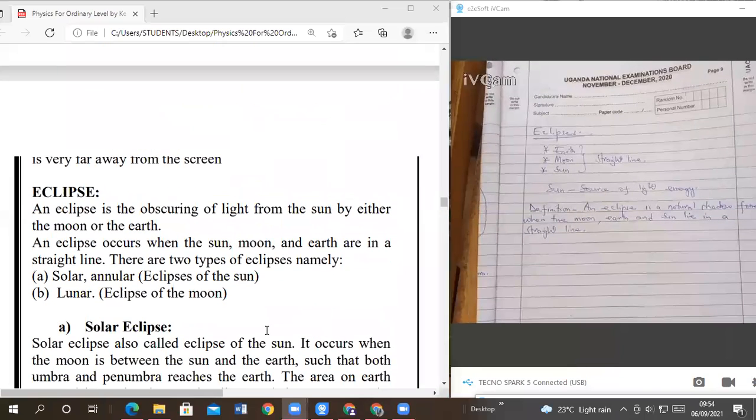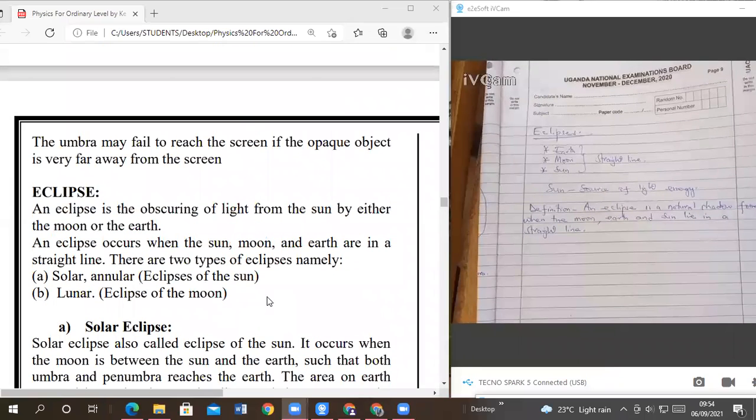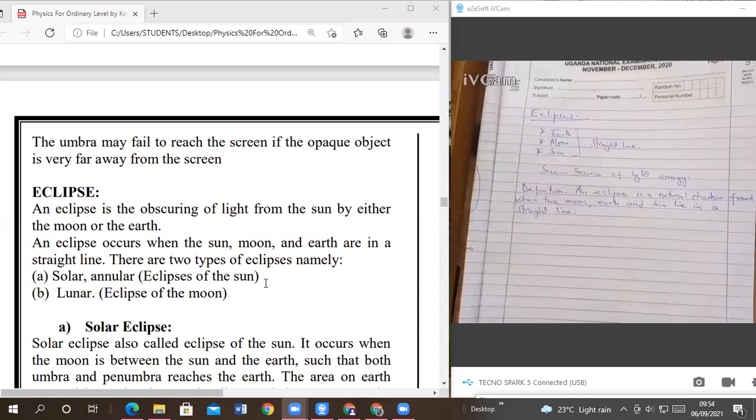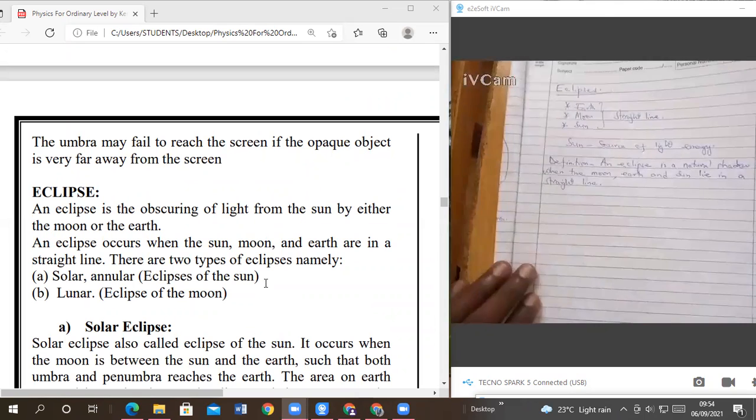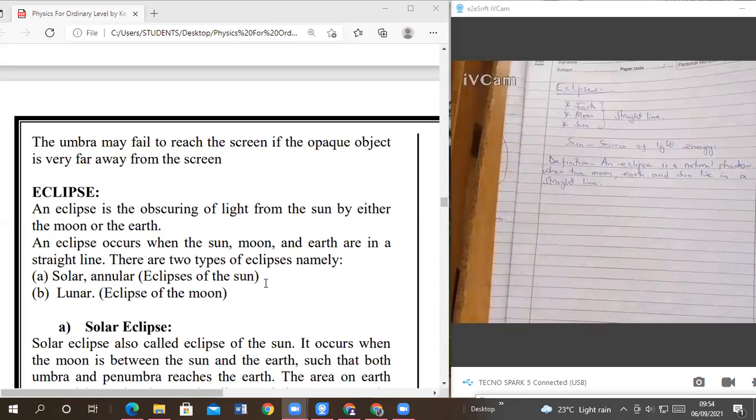All right, now let's go and look at it in detail and see how an eclipse is formed. Okay? Yes, we already have the notes. For me, I'm just going to explain the concept. Okay? Are you together?